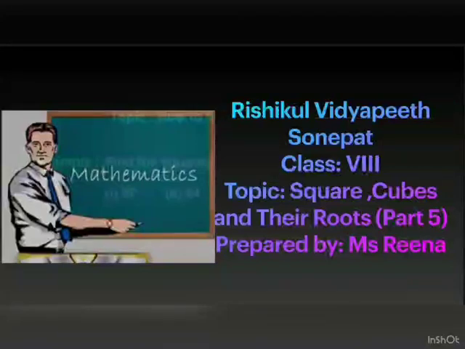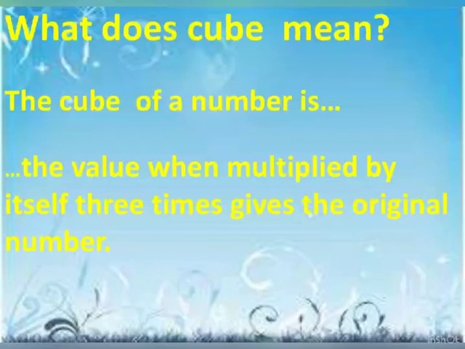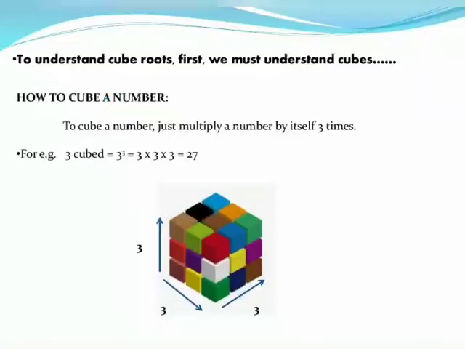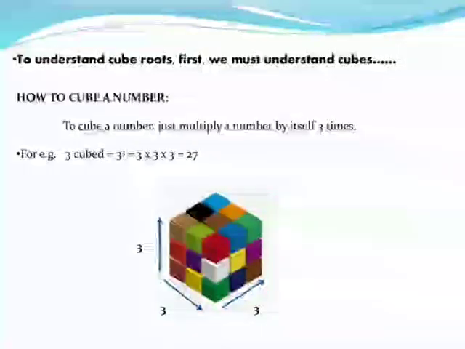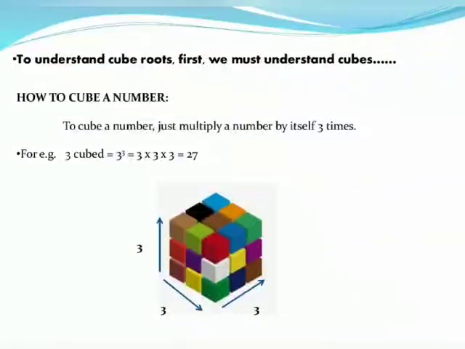Dear students, in this module we will discuss cubes and cube roots. So what does cube mean? The cube of a number is the value when multiplied by itself 3 times gives the original number. To cube a number, just multiply a number by itself 3 times. Means 3 cubed, 3 into 3 into 3 is 27.